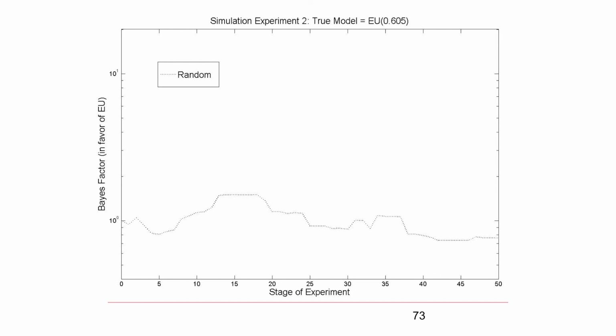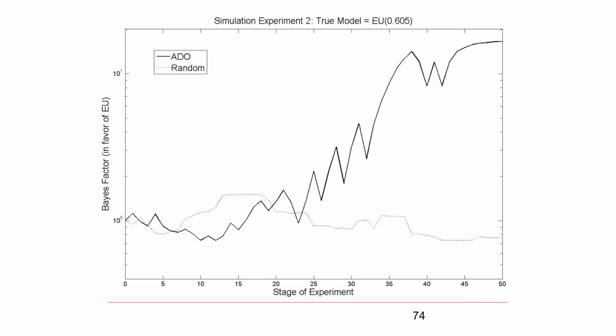have 50 trials. You can see that's again the same Bayes factor in favor of EU. Higher value means that the posterior probability for EU is going to be higher. As you can see, if you just choose randomly after 50 pairs of gambles, there's no clear winner. Again, because even though the data come from EU, a WEU model could easily mimic that. All right, and that is the ADO trials.